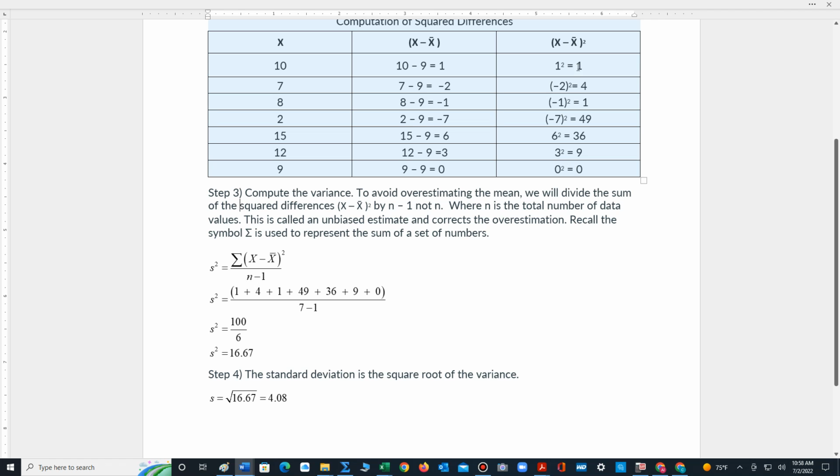So if we take all of these differences we computed and add them together, 1 plus 4 plus 1, etc., and then divide by 7 minus 1, we end up with 100 over 6, which is 16.67, and that's the variance. We now use the variance to compute the standard deviation. We take the square root of the variance, 16.67, to get 4.08, and that is the standard deviation.